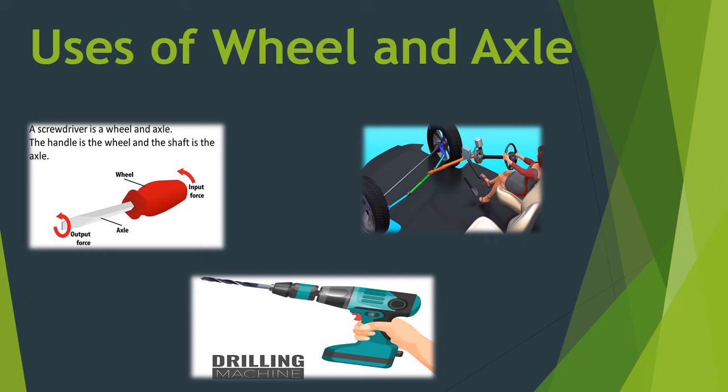The second example is the steering wheel. The steering wheel of a motorcycle is an example of wheel and axle. A small force on the steering wheel provides a big force on the axle that easily turns the wheel of the vehicle. Here you can see that you apply a small force by moving the wheel, and this axle turns it into a bigger force that helps to move the wheels of the vehicle. A drill machine also works on the same principle, that we apply force on the wheel and this axle moves.